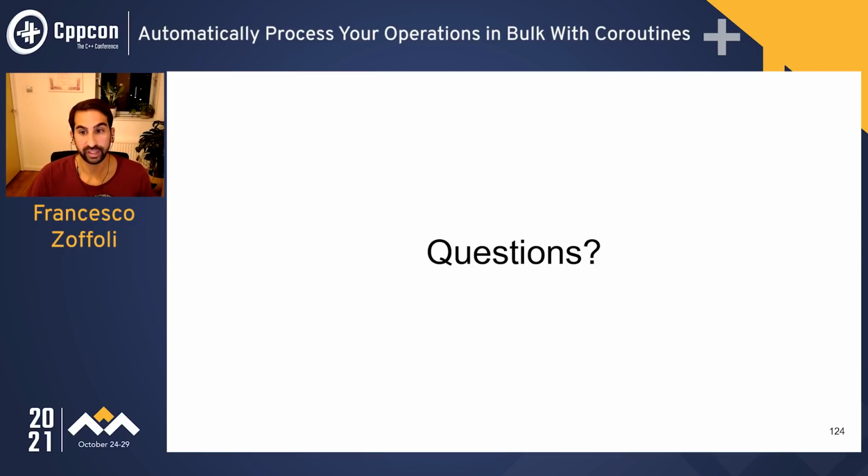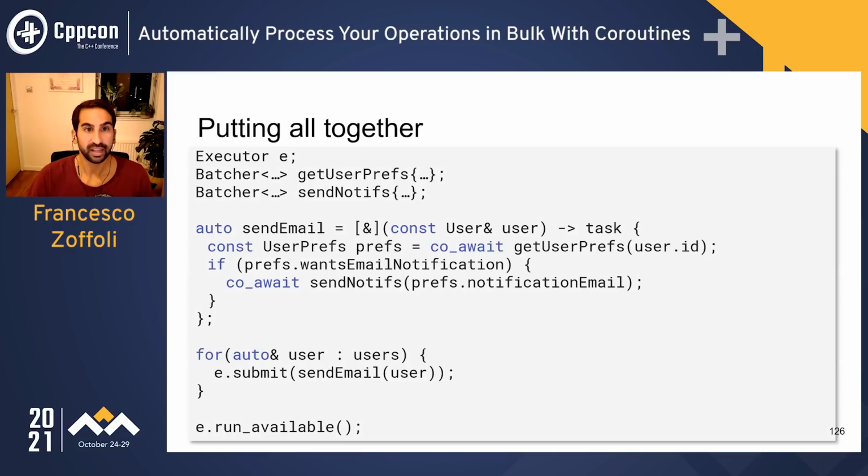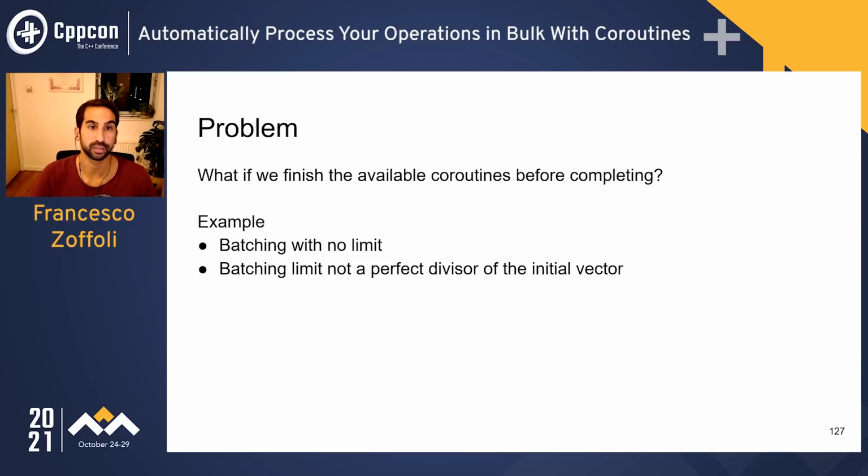So let's put all of these together. As we were saying, we have the executor. We create a batcher for each of the various operations, and then we have our coroutine. Our coroutine is going to call co-await on our batchers, and we saw that they are going to store the items inside the batch, and then continue with the execution. Then for each user, we are going to create a coroutine and submit it to the executor. And then we are going to run all the available coroutines.